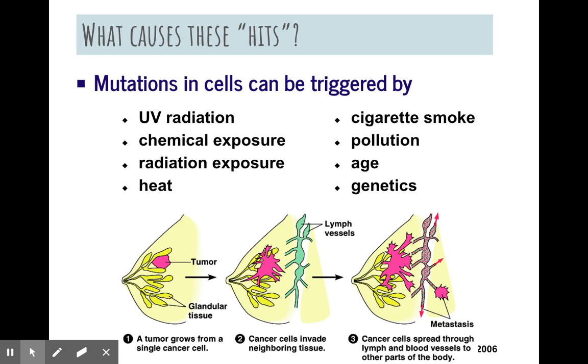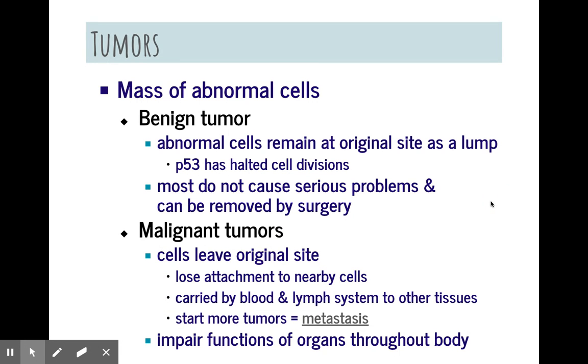All right, what causes these hits? Mutations in cells can be triggered by UV radiation, chemical exposure, radiation exposure, heat, cigarette smoke, pollution, age, and genetics. So any one of these things can cause the cells to mutate. If they mutate, then these genes can be turned on. All right, tumors. There are 2 different types of tumors you should know about. Tumors are basically masses of abnormal cells.